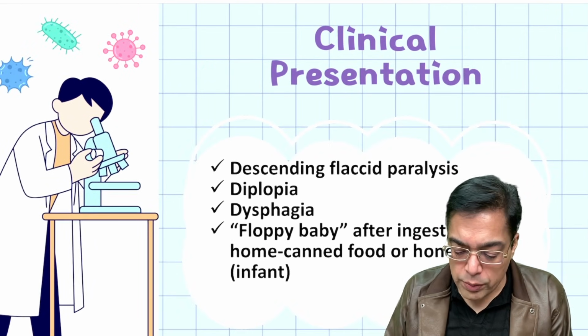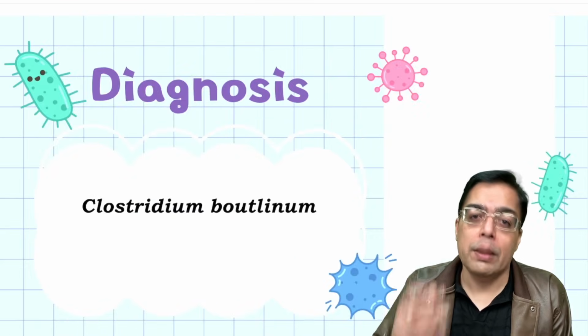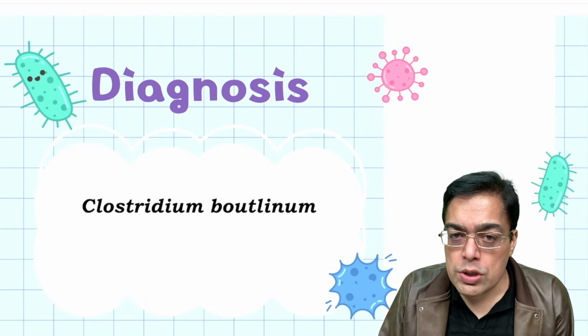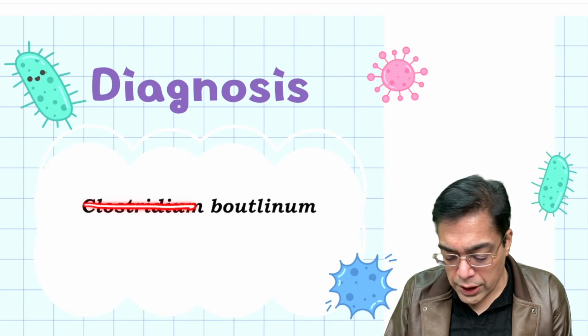The canned food is going to be having the presence of growth of a bacteria. The bacteria is going to be releasing the toxin, and the toxin is what most of you identify. That's going to be Clostridium botulinum toxin. That is what you need to remember over here.